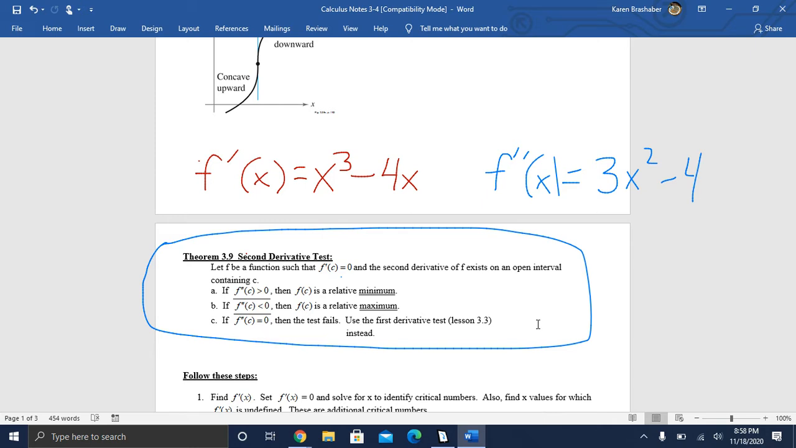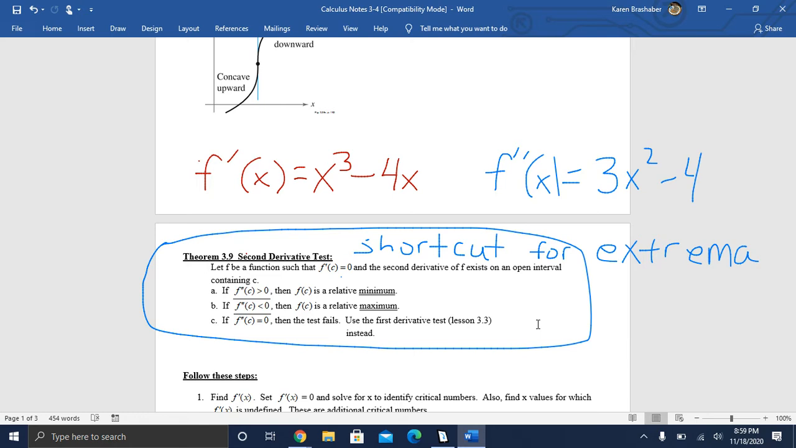It seems like since I just introduced concavity and we use the second derivative, that maybe the second derivative test has to do with concavity. But actually, it is a shortcut. So the second derivative test is a shortcut for finding maxes and mins. So this is a shortcut for extremas, finding the relative extremas.